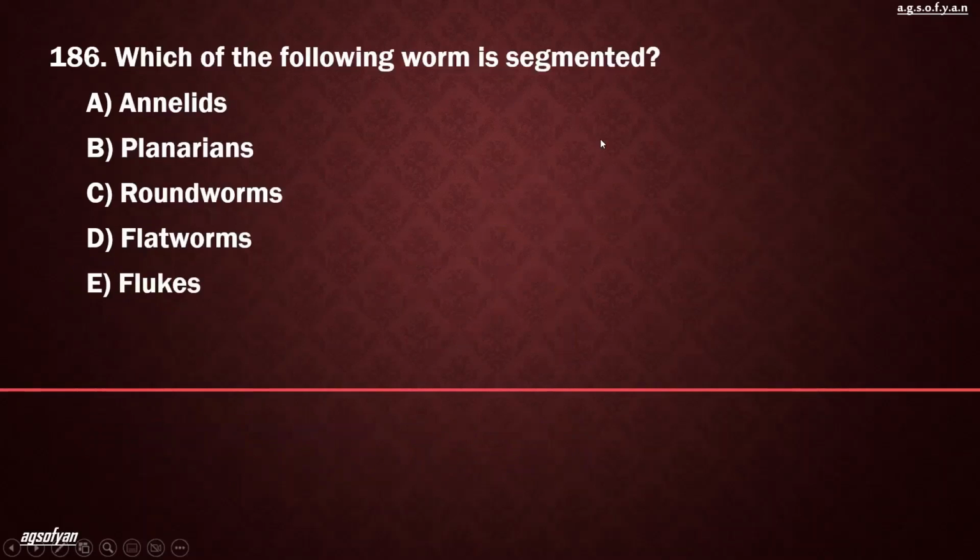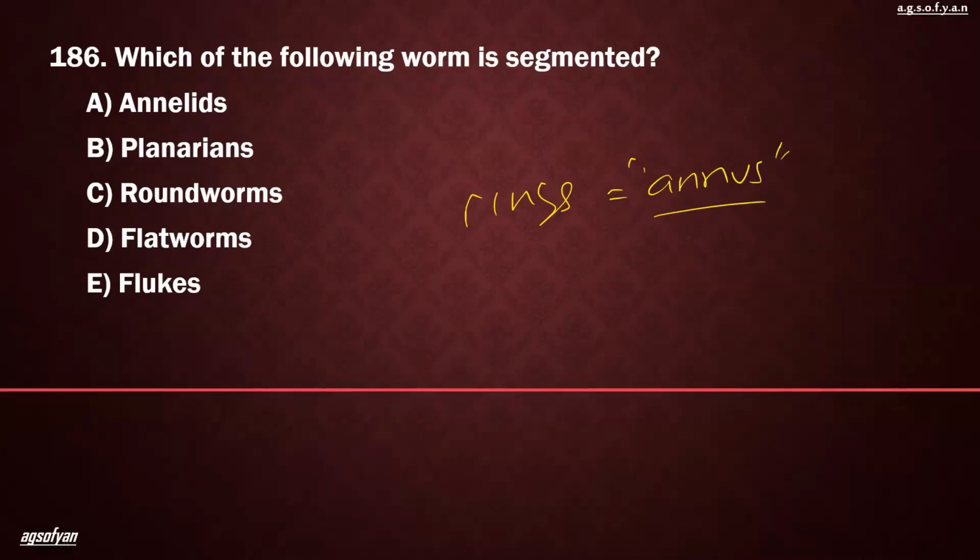Which of the following worms is segmented? This is the one that has a lot of rings. Okay, ring, anus actually means ring, annulus. So which one is going to be?